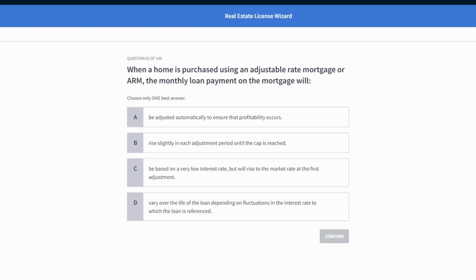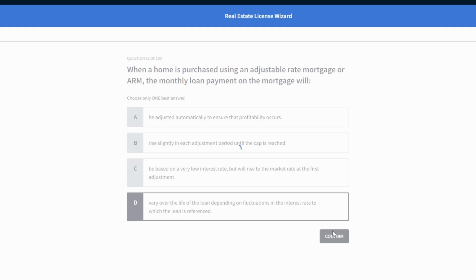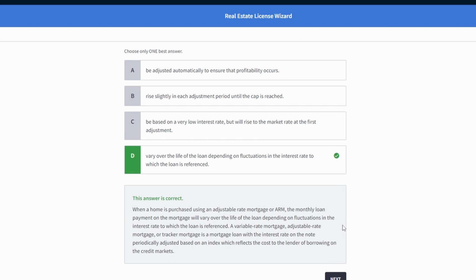All right, hopefully you guys are familiar with adjustable rate mortgages. So the correct answer for this one is going to be D. That's right, D. Vary over the time of the loan depending on fluctuations in the interest rate to which the loan is referenced. So when a home is purchased using an adjustable rate mortgage, the monthly loan payment on the mortgage will vary over time depending on the interest rate.